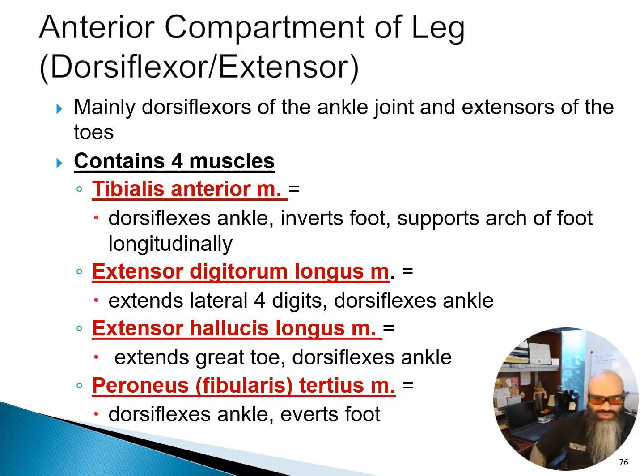Tibialis anterior, the large one anteriorly. If you reach down and dorsiflex your foot, you actually feel it contracting. Extensor digitorum longus, similar to the extensor digitorum in your hand that extends the fingers or the digits. This one extends your toes. Extensor hallucis longus for your hallux, your great toe, will help perform an extension of the great toe. And your peroneus tertius will help with foot eversion and dorsiflexion of the ankle joint.